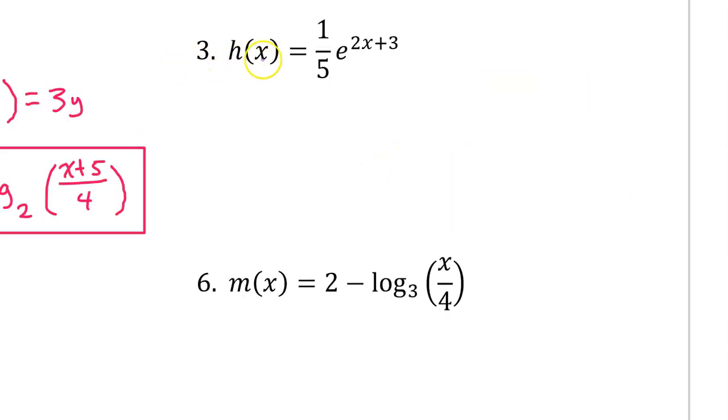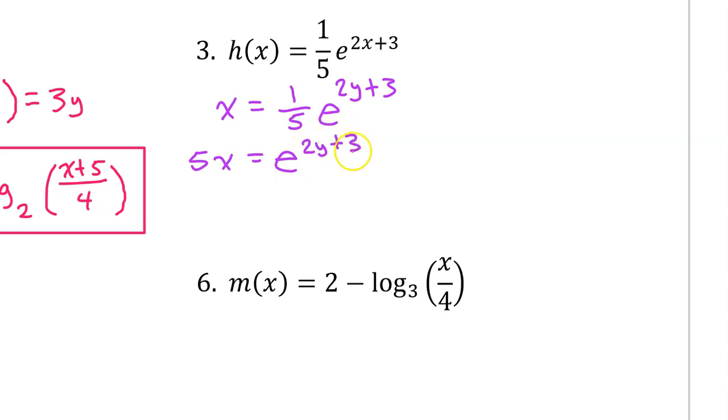Number 3, we need to switch x and y and then solve for y. So in the front, we will have x equals, and then on the right hand side, 1/5 e to the 2y plus 3. Now we need to solve for y. Let's multiply both sides by 5. So we will have 5x is equal to e to the 2y plus 3 power. Let's move this over a bit.